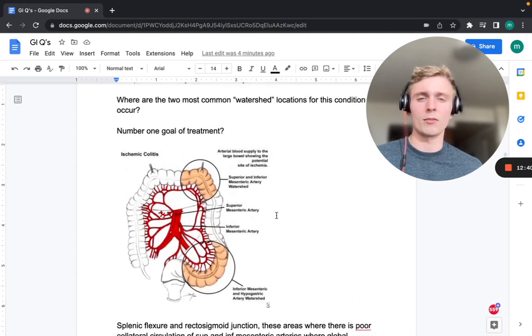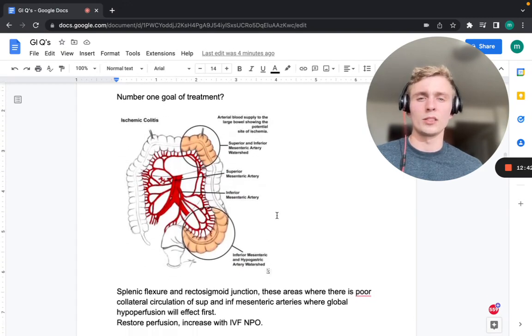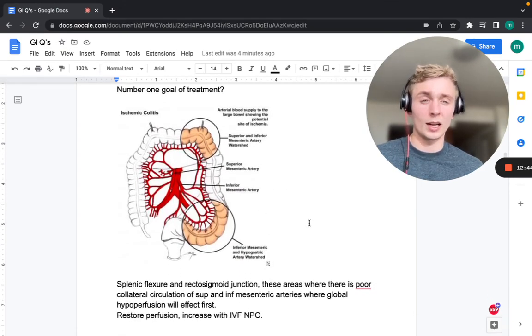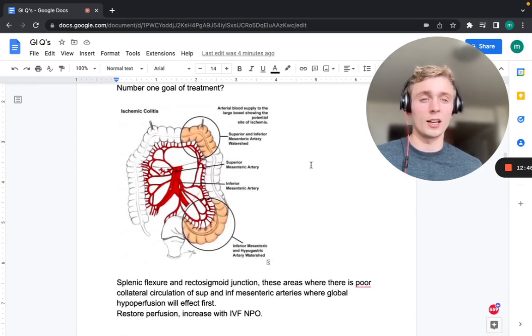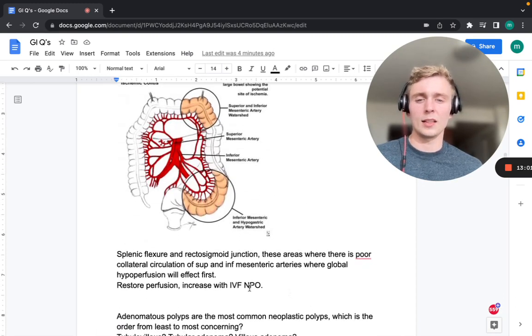And you want to be thinking of when these patients get this is when there's global hypoperfusion. So kind of like a prerenal AKI where there's just not enough perfusion to the kidney. Here there's not enough perfusion to these areas, and the areas that lose their ability to get that blood first are these watershed areas again where there's that poor circulation. So those are the two areas. And of course what we need to do is restore the perfusion, increase with IV fluids and NPO.